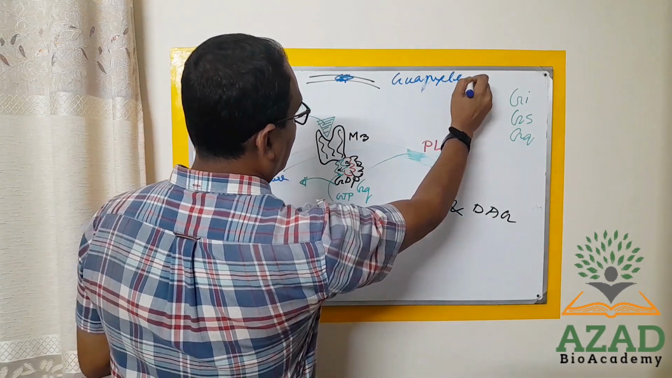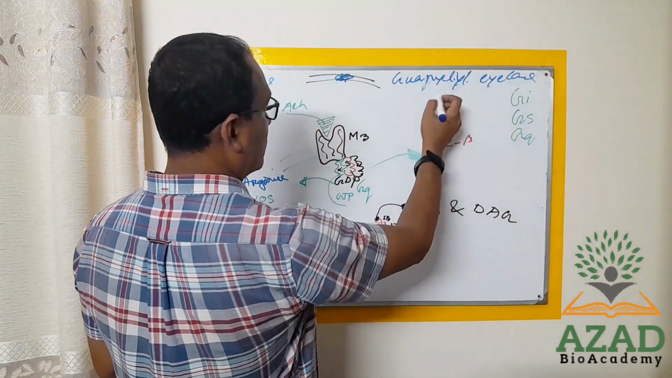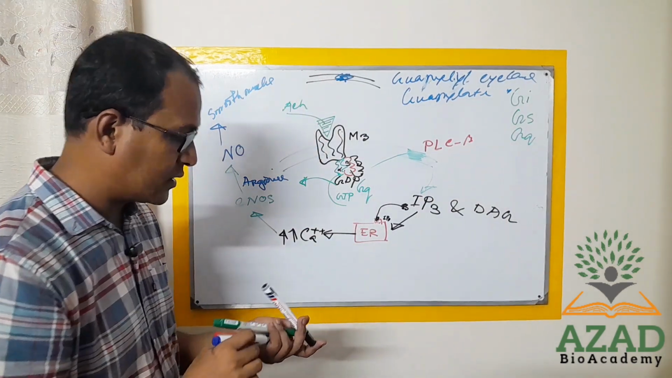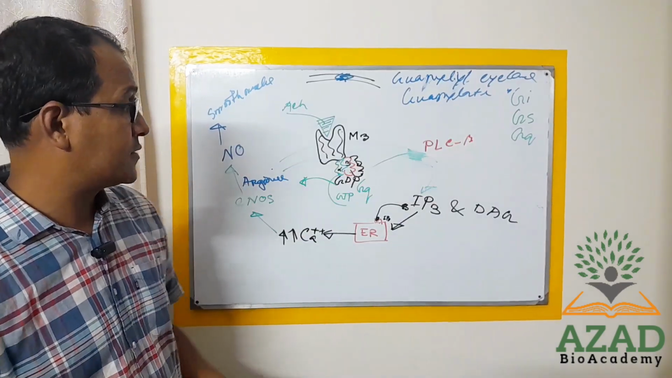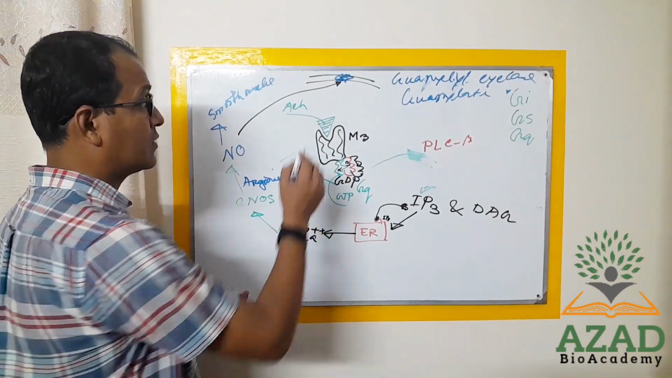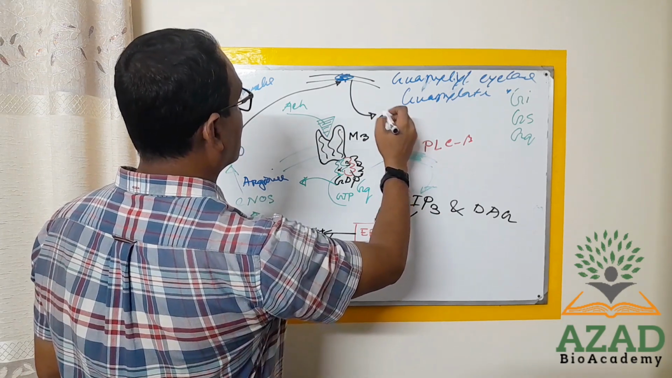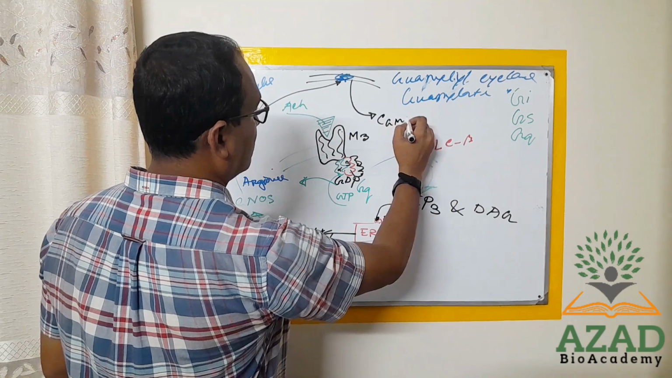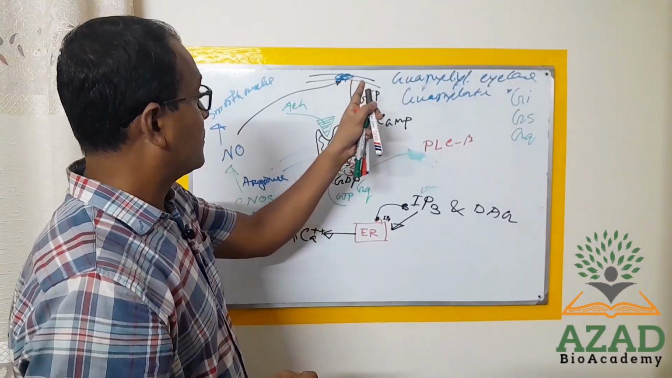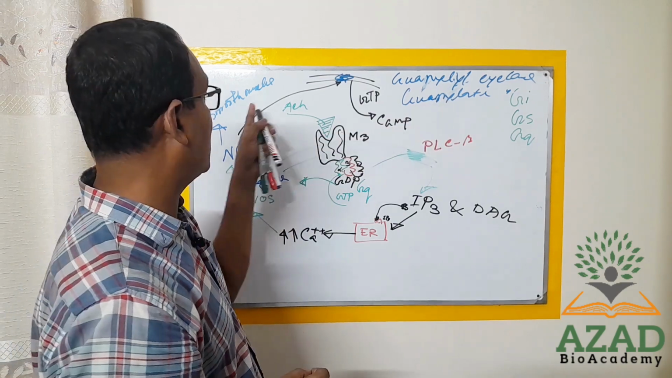This enzyme is guanylyl cyclase, and you can also call it guanylate cyclase. The same thing, guanylyl cyclase or guanylate cyclase. That guanylyl cyclase will be activated by the nitric oxide. Then it will produce cyclic GMP from GTP with the help of guanylyl cyclase, which is activated by the nitric oxide.